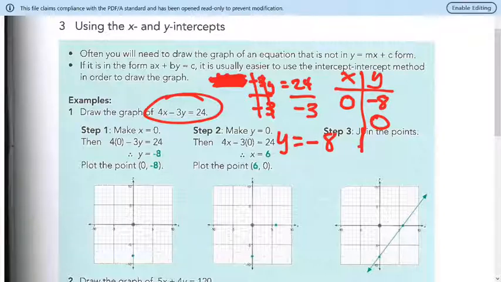So what you're doing is simply plugging in the number you know and then solving the equation to find the number you don't know. Okay, using the x and y intercepts. Now, I'm going to do the same thing, but this time I'm going to put what in place? Y equals 0. So that's 4x minus 3 times 0 equals 24. Nice, because what's going to happen when you take negative 3 times 0? Write it down. All I've done is, in place of the y, I put the number I chose, which was 0. Okay?